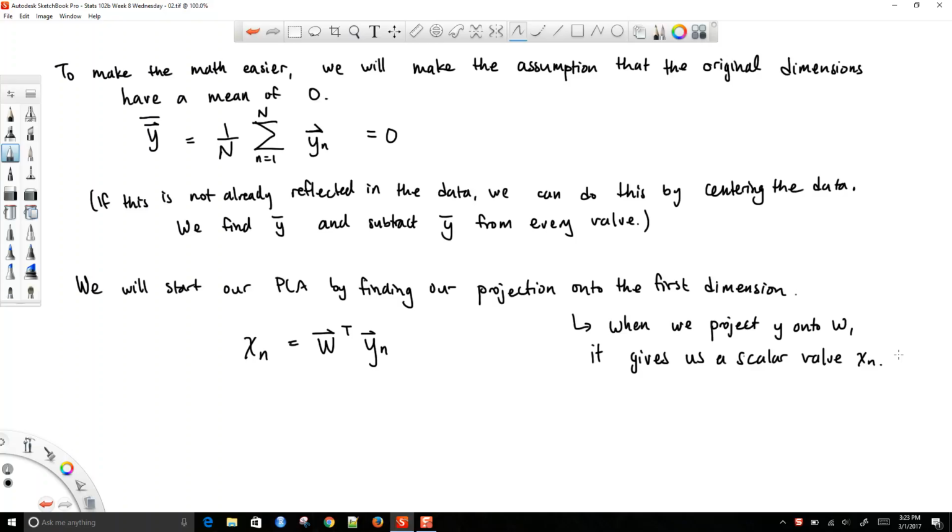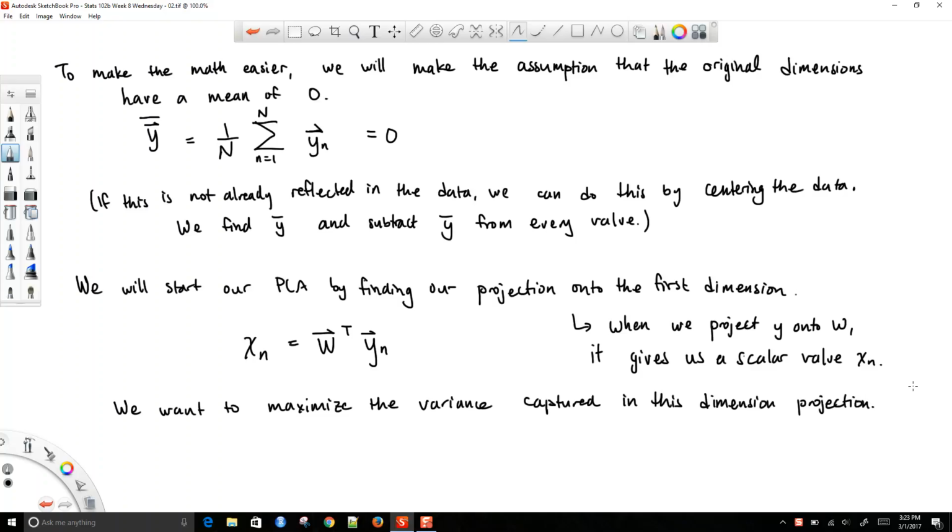When we do this, we want to maximize the variance captured in this projection. The variance, sigma squared, is just our usual definition of variance: 1 over n times the sum of x sub n minus x bar squared, from n equals 1 to n.